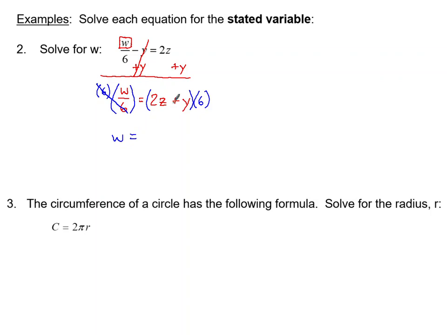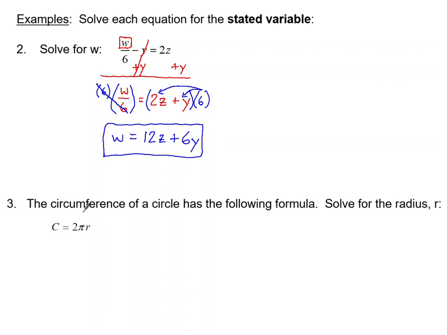On this side, I don't want to leave parentheses, so I will distribute. 6 times 2z will become 12z. And 6 times y will be 6y. And that's it. W has been solved for, and the expression that it's equal to is 12z plus 6y. All right, let's look at another one.